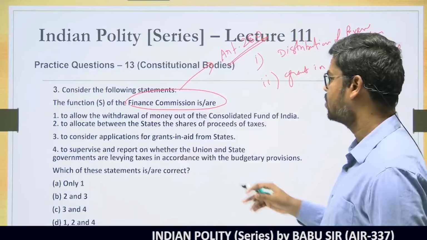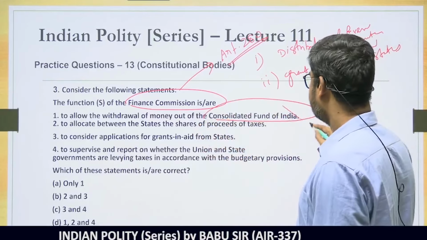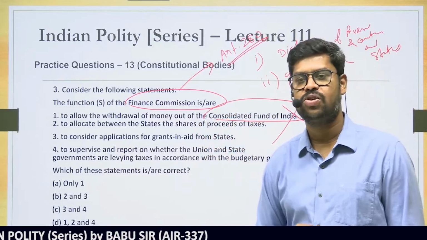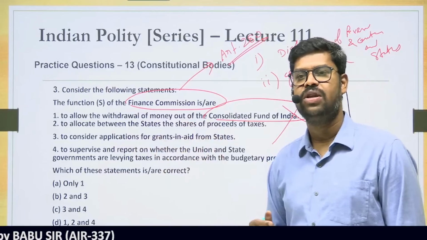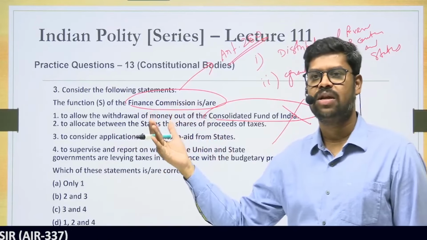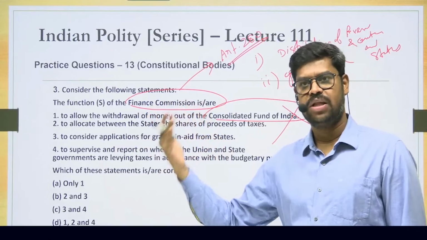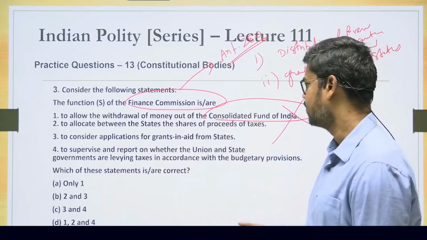It allows for the withdrawal of money from the Consolidated Fund of India. The Finance Commission of India does not have any role with regard to withdrawal of money from the Consolidated Fund of India. The withdrawal of money from the Consolidated Fund of India is taken care of by certain other authorities, especially to appropriate money from the Consolidated Fund of India. The Parliament has to give the approval, not the Finance Commission.